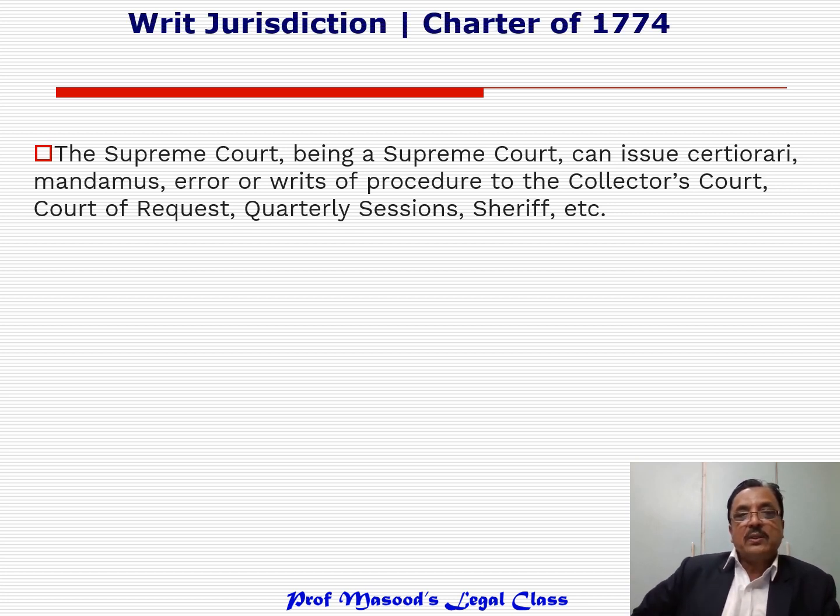Writ jurisdiction, Charter of 1774. As in modern days we see, a writ is provided by the Indian Constitution. An individual, a citizen of India, can go either to the High Court or the Supreme Court for a writ. At that time, in the Charter of 1774, the Supreme Court, being a Supreme Court, could issue certiorari, mandamus, error, or writs of procedure to the collector's court, a court of request, quarterly sessions, and sheriff, etc.